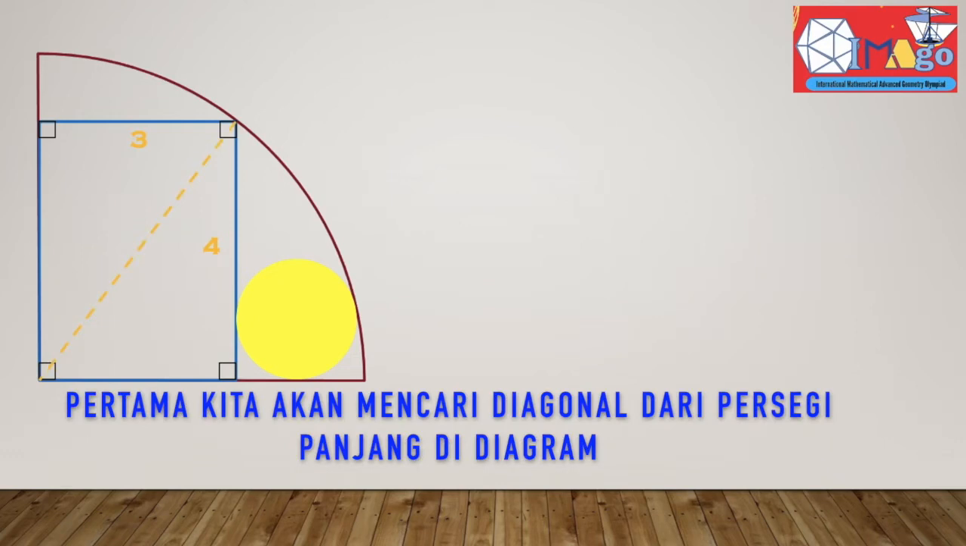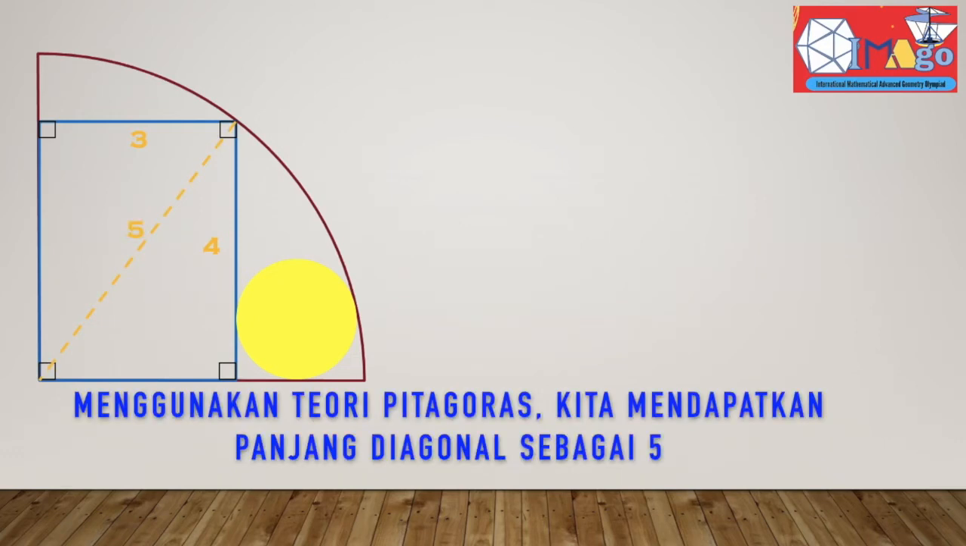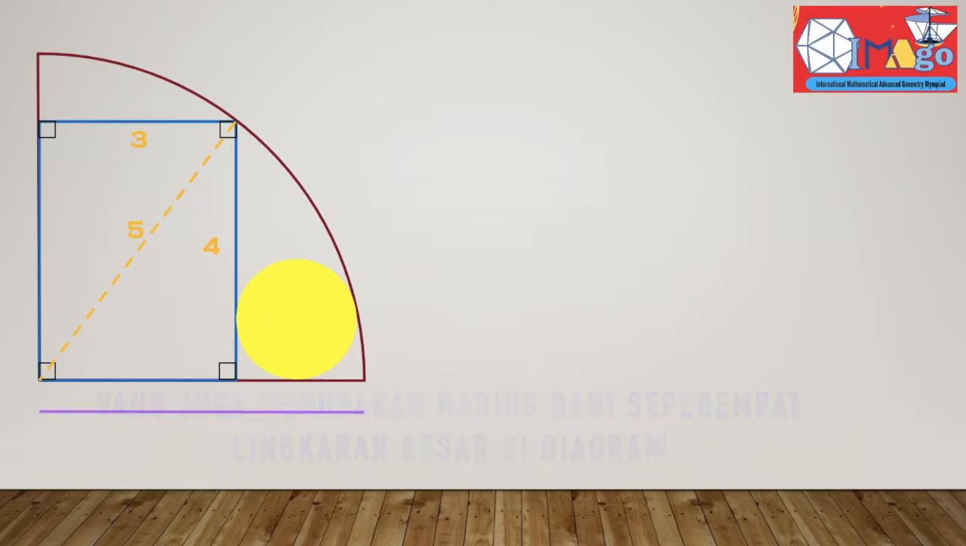First, let's find the diagonal of the rectangle. Using the Pythagorean theorem, we found that this diagonal length is 5, which is also the radius of this quarter circle.